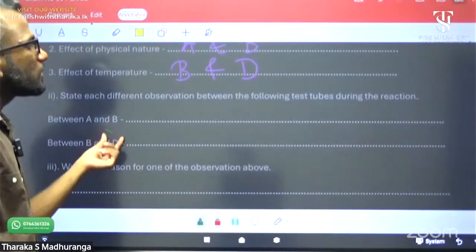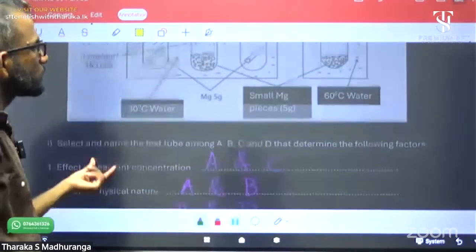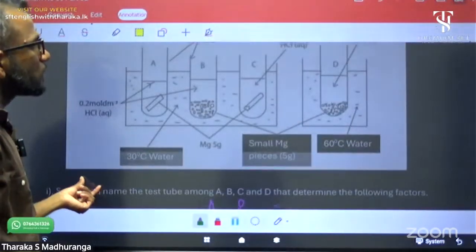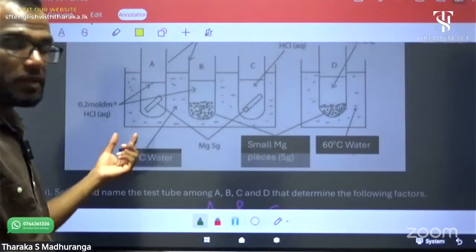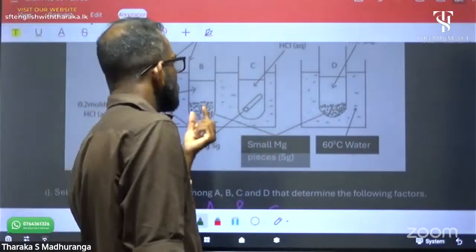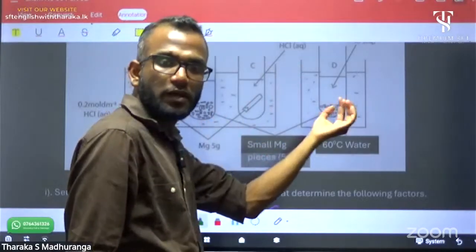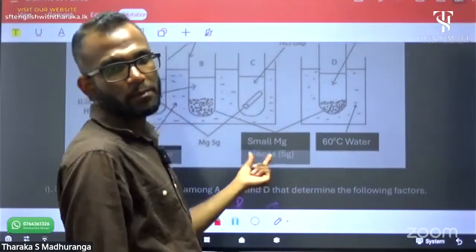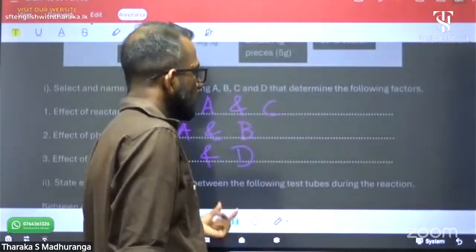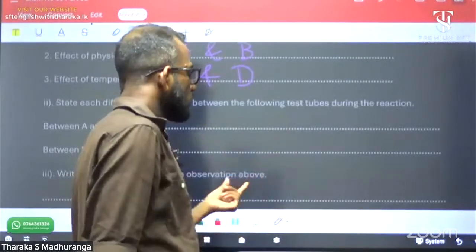B and D, to express temperature. D test tube has greater air bubbling speed than B test tube. Temperature is the reason.